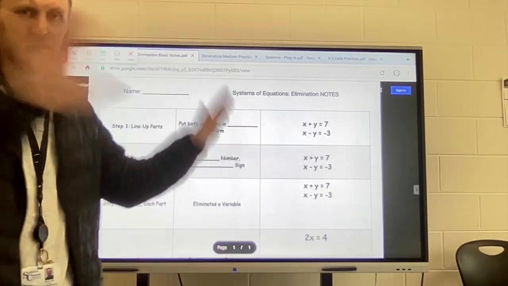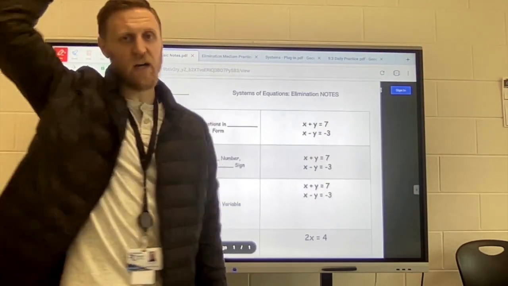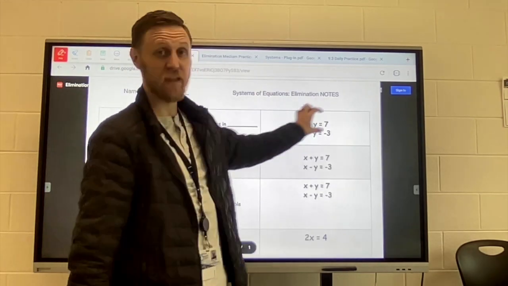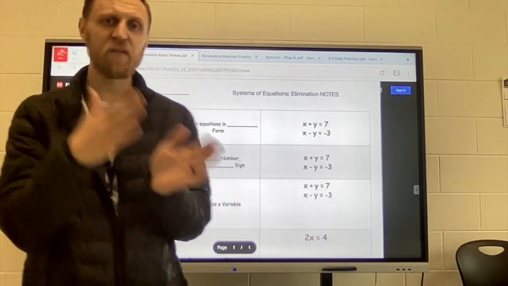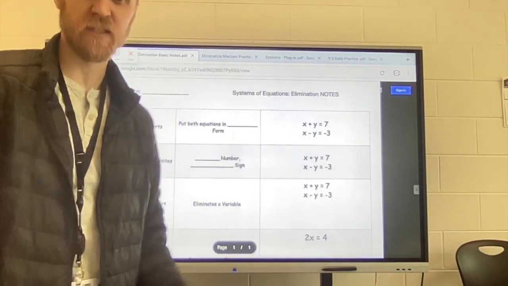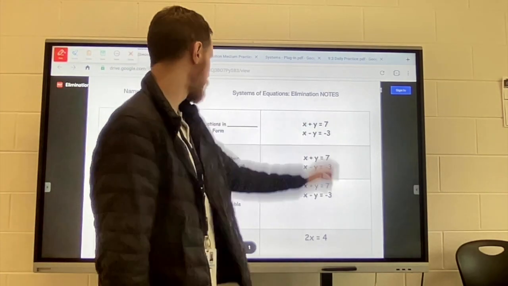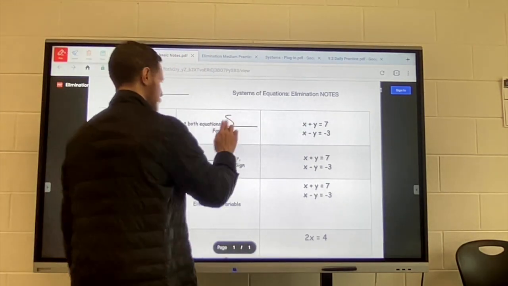If it wasn't, if it was all jacked up and we had an x over here or y over there and numbers way up in the sky, we'd have to move it around to make it look like this before we could get started. We just want everything stacked on top of the things that it's the same as. That's going to be key as we go forward. So we make sure that we have everything in standard form. I guess we could write that down.